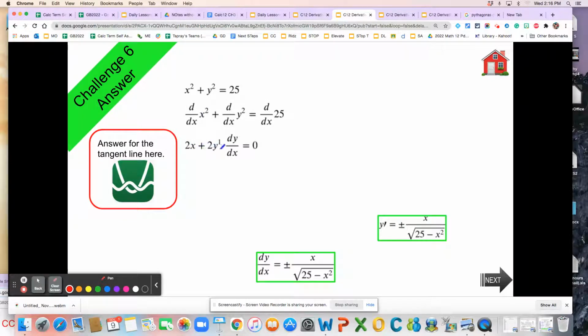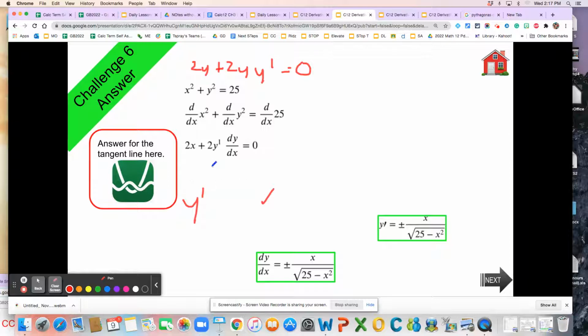2x plus 2y to the power 1 times y prime. I don't like this notation anyway. I like writing it as 2x plus 2y y prime equals 0. And then as I isolate, I'm going to have y prime equal to negative 2x over 2y, which equals negative x over y. So that's the derivative right there, okay?